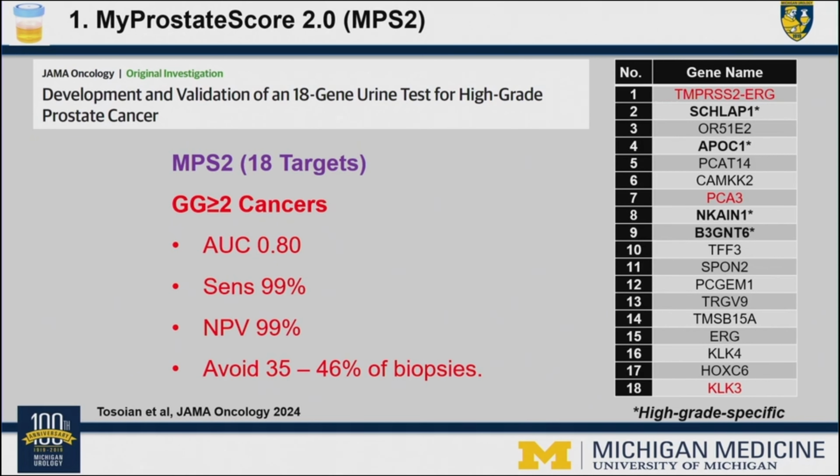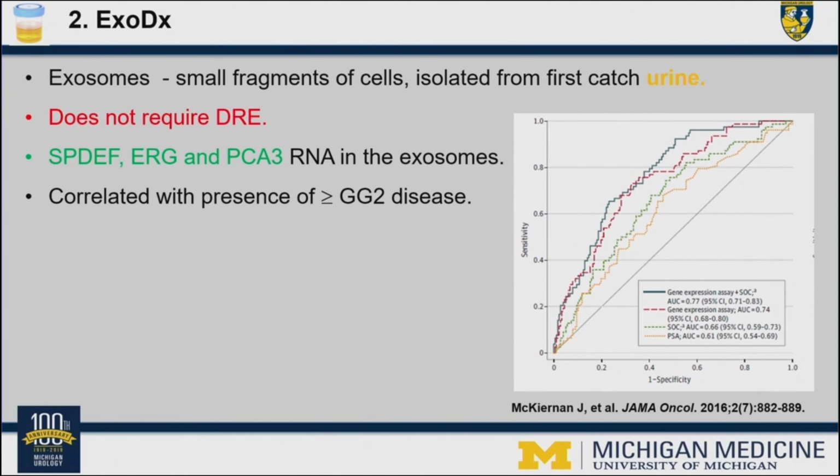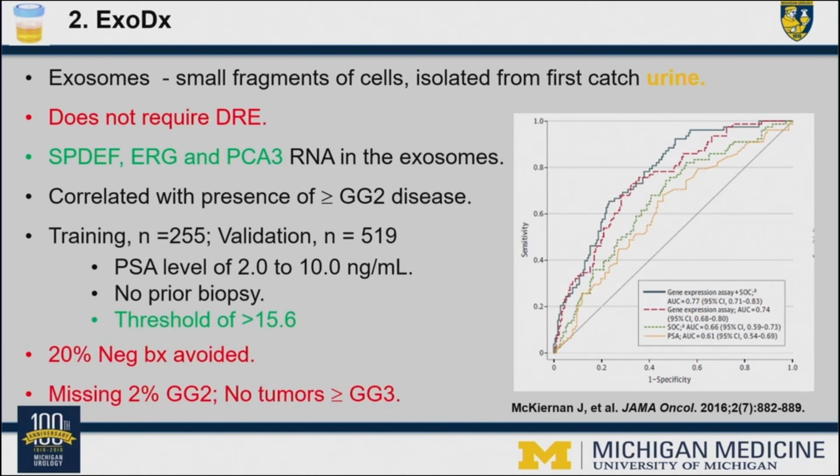ExoDx combines 3 different components. This test does not require a DRE, and it is designed to detect grade group 2 prostate cancer or higher, and at a threshold of more than 15.6 to proceed with prostate biopsy, you can avoid 20% of negative biopsies. And the interesting thing about this is that at that particular threshold, you would miss grade group 2 prostate cancer 2% of the time, and you would miss no grade group 3 or higher prostate cancer.